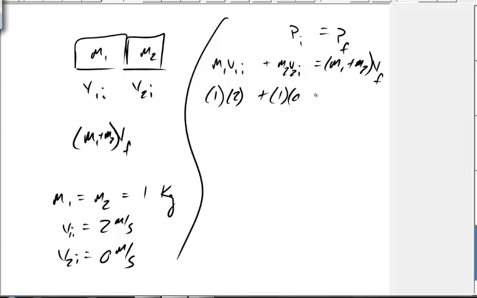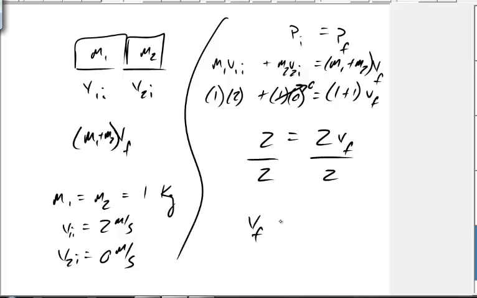Plus 1 times 0, that's nice. 1 plus 1 times vf. Looks good. So 2 is equal to 2 vf, and then divide by 2, and the final speed is 1 meter per second. And that makes sense. The object got heavier, so the speed had to decrease. It doubled its weight, halved the speed.